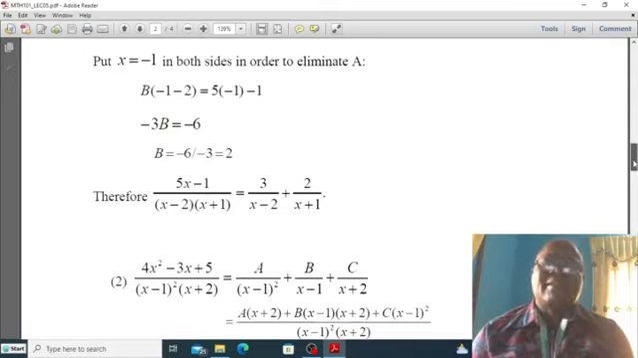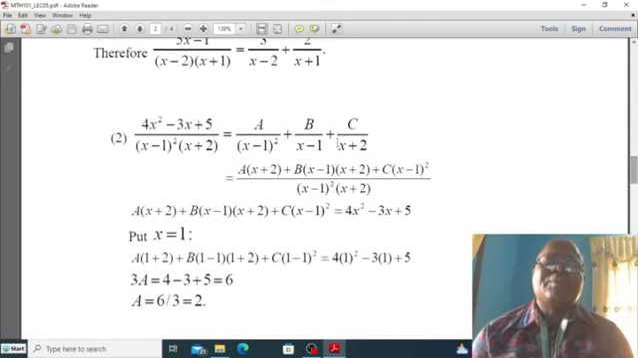That is for that. Let's go to question number 2. Question number 2 is similar, but there is a square on one of the factors. Once a square appears on one of the factors, you have to repeat that factor at the denominator on the right hand side. Look at how it is done.